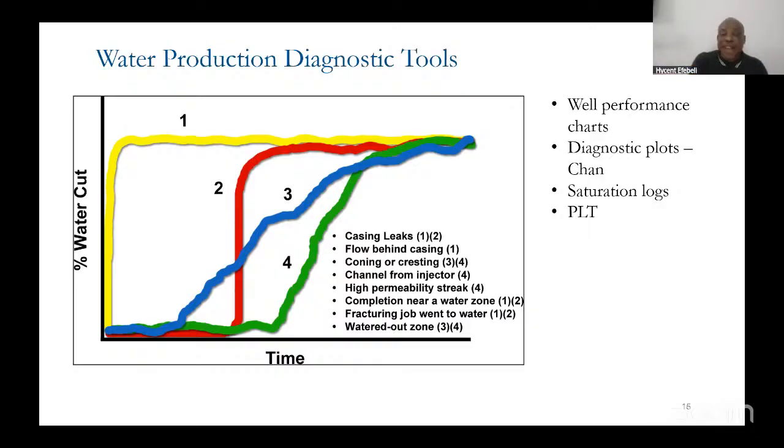So you see charts like this actually help you, if you compare this with your well performance chart, then you have an idea of what it is. So for us to look at the water production mechanism, we are looking at well performance chart, we are looking at diagnostic plots. There's also CHAN, which we will see. Then we can also do saturation log to see whether the current contact has even reached our perforations. Then we can do production logging to see from each zone which fluid is being produced. Is it water? Is it oil from each of the zones? So PLT can tell us that.